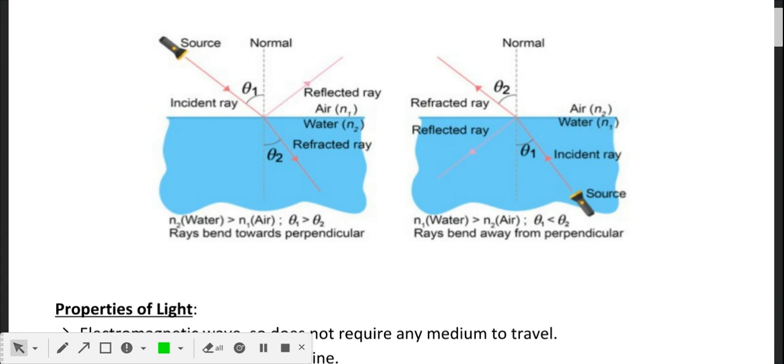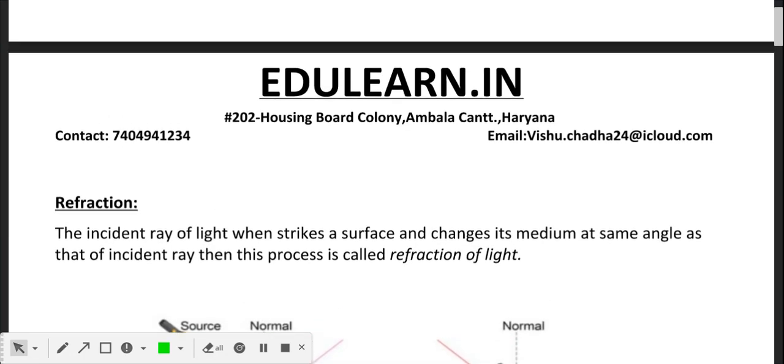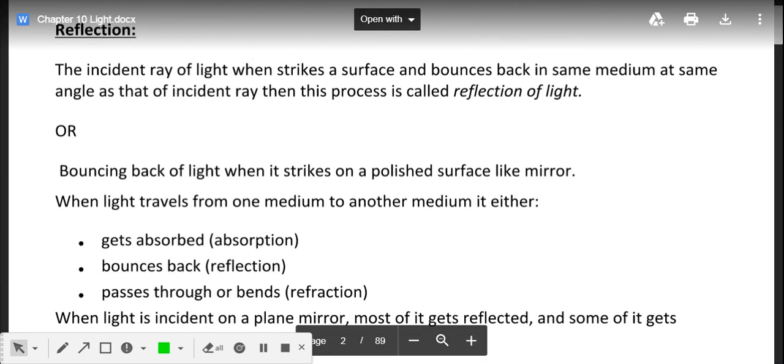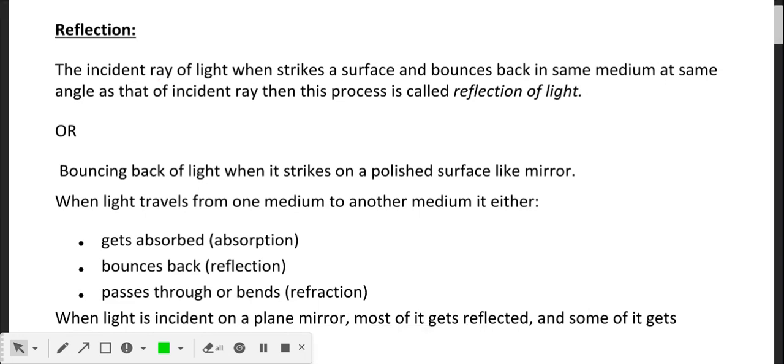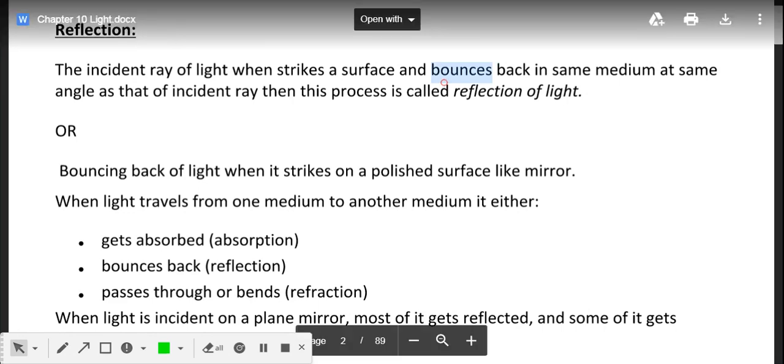Refraction. Right? Now see the definitions. The incident ray of light when it strikes a surface and bounces back in the same medium at the same angle, that is, angle of incidence is equal to angle of reflection, then this process is known as reflection of light. Now, bouncing of light when it strikes a polished surface like a mirror, that is also known as reflection.